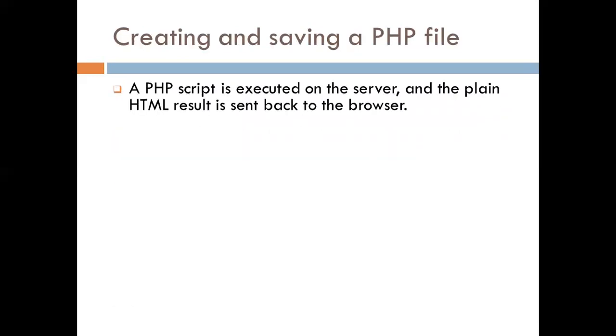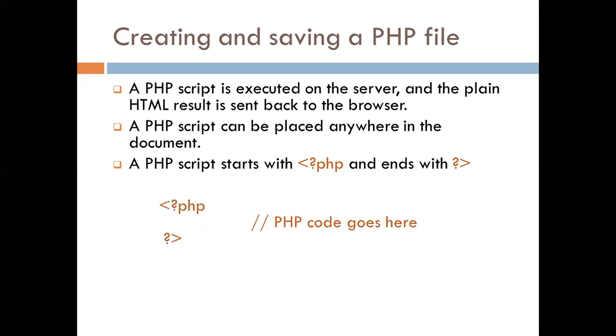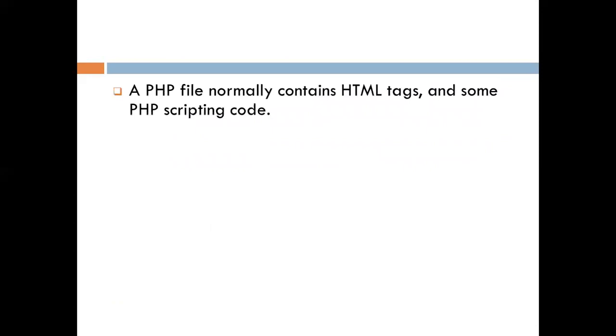How to create and save a PHP file. PHP script is always executed on the server side, and the result is in plain HTML terms. PHP script can be placed anywhere in the document. It must start with the PHP tag and end with the question mark and greater than sign. So this is the example. The extension for saving a PHP file is .php. A PHP file normally contains HTML text and some PHP scripting code also.